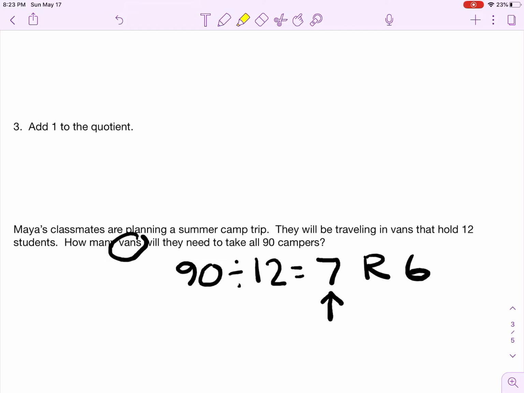But what about these 6 extra students? Certainly they don't want to be left out of the summer camping trip. So I'm actually going to have to add 1 to the quotient so that I can make sure that those 6 campers get into a van for the camping trip, which means now that that 7 is actually going to turn into 8. So I'm going to need 8 vans in order for all 90 campers to make the trip. So adding 1 to the quotient just means you don't want anyone to be, in this case, left out.